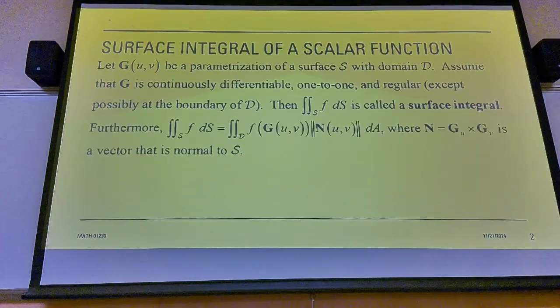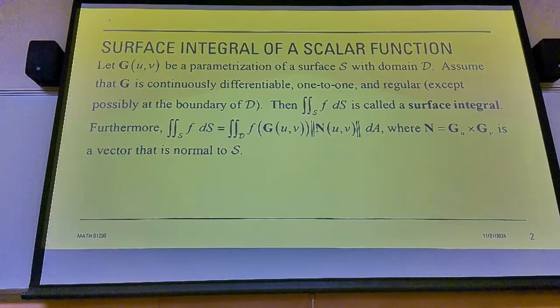Furthermore, to calculate this, it's the double integral over D of F evaluated along G times the norm of N dA, where N is a vector normal to the surface S, found by G sub u cross G sub v, or G sub v cross G sub u. The order actually doesn't matter because you're going to determine the direction based on the parameterization of S, on the orientation of S.